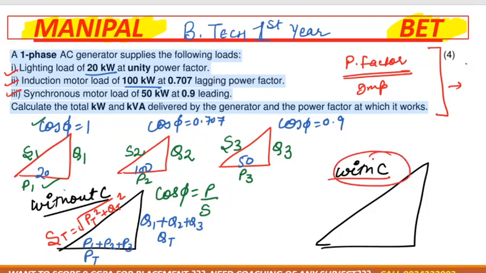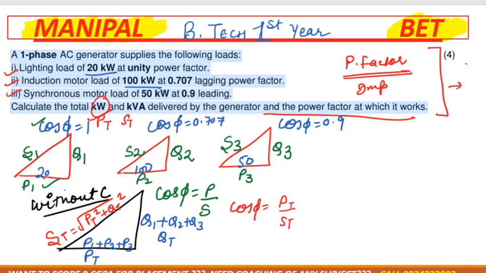Now see with capacitor, they ask you to calculate total kilowatt, means PT and ST. Okay, and power factor. So power factor in this case is PT by ST. In this, they didn't ask you to calculate for with improvement. They ask you this thing only. But they can merge it with another question, because in many question papers they merge this thing.